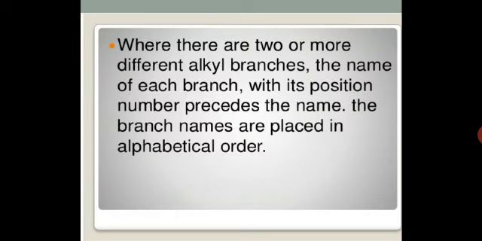Where there are 2 or more different alkyl branches, the name of each branch with its position number precedes the name. Like before the main skeleton, the backbone, it has to be preceded by the alkyl branches. The branch names are placed in alphabetical order, like I said before.